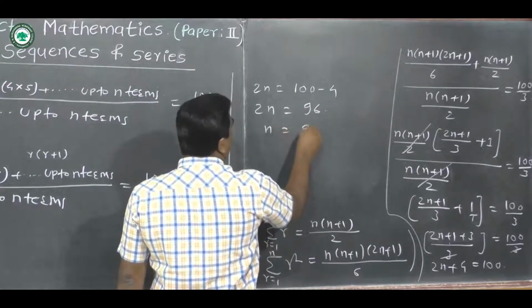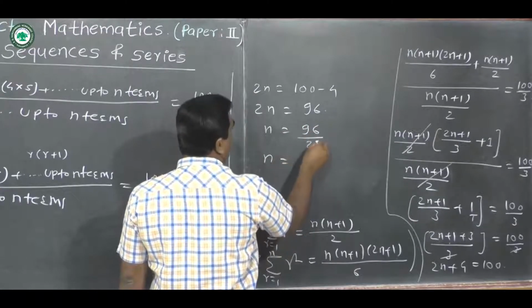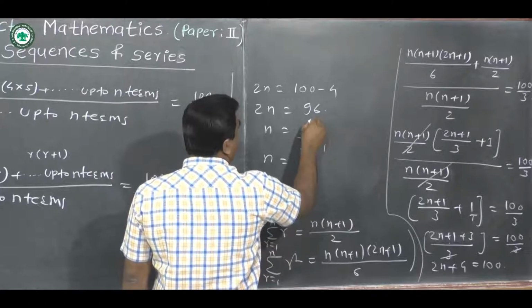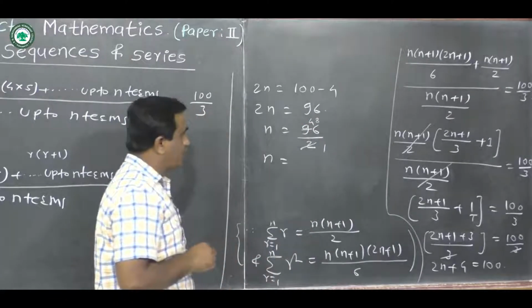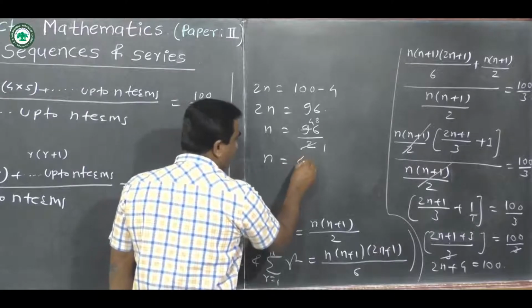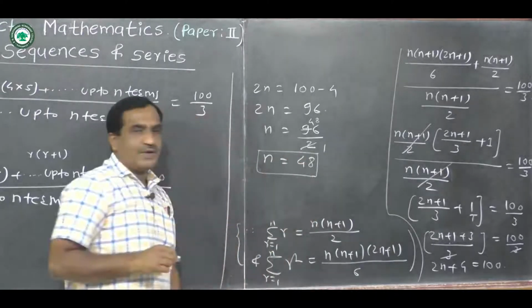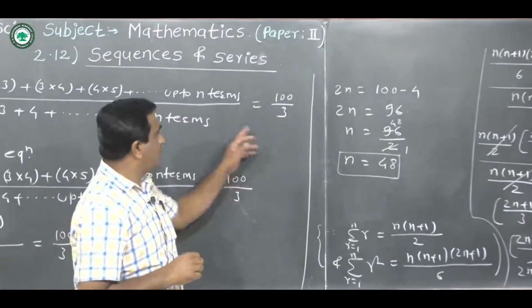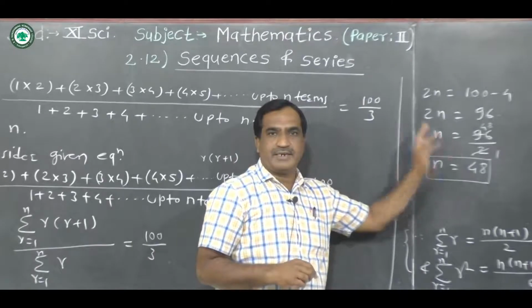n is equal to 96 upon 2, that is n is equal to, 2 1s are 2, 2 4s are 8, 2 8s are 16. Okay, that is we get n is equal to 48. This is the required value of n. Okay, we have to find n and the value of n is 48.